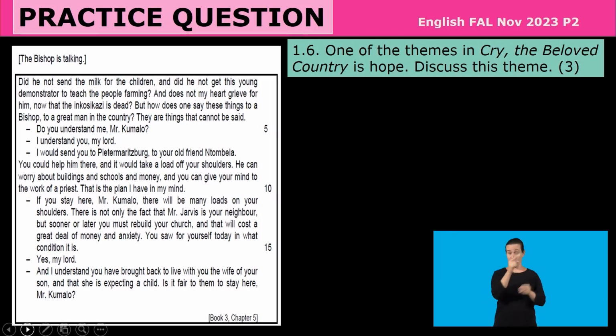One of the themes in Cry the Beloved Country is hope. Discuss this theme. Now I'm going to take a minute. Let's just break down. One of the themes is hope. So they're not asking you to identify the theme. They've given you the theme already, which counts in your favor. Now you need to discuss. All right. Now remember, when we discuss, we need to give reasons why we're saying so. All right. So hope. Why are we saying hope?